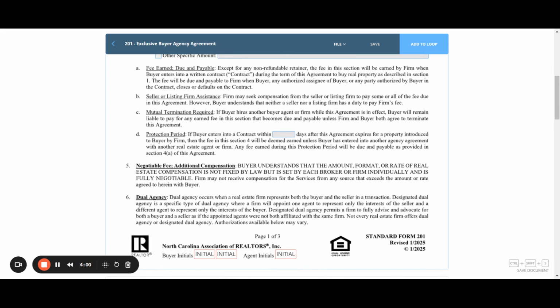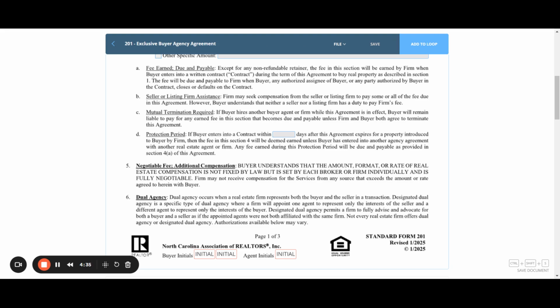This is an important change here in paragraph 5. So of course, in bold capital letters, it says that commissions are not fixed. It's all negotiable. But here's the key difference that you want to make sure you're aware of, this last sentence. Firm may not receive compensation for the services from any source that exceeds the amount or rate agreed to herein with the buyer. This change is from the previous version of the buyer agency agreement that said, if the compensation that the firm is going to be receiving is more than what's listed here, then the buyer needs to acknowledge that and agree to that.